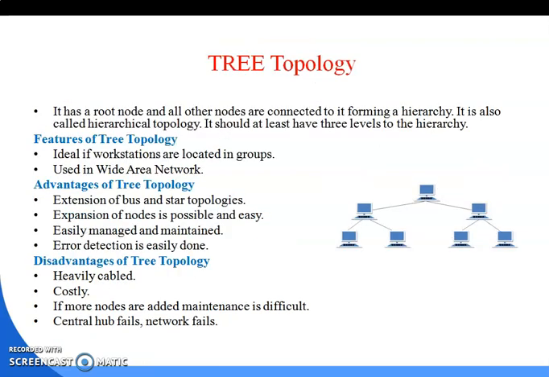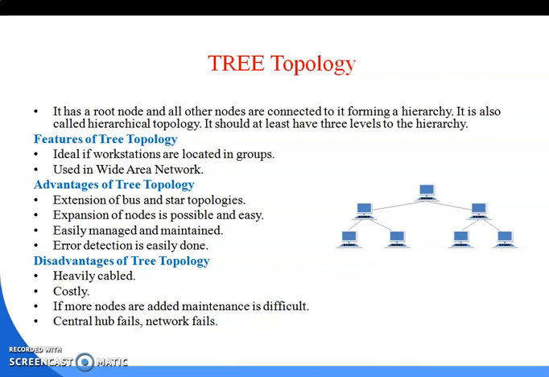Next is the tree topology. It's another topology. It has a root node. It looks like a tree. There is a root, and these are the leaves. Clear? So it has a root node, and all other nodes are connected to it, forming a hierarchy. It is also called hierarchical topology.